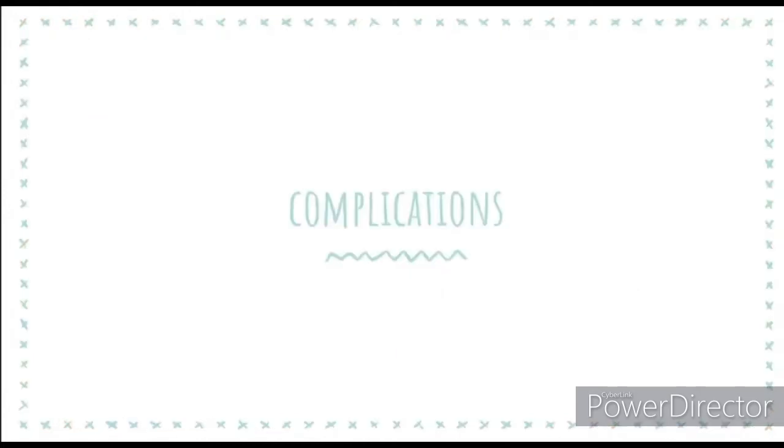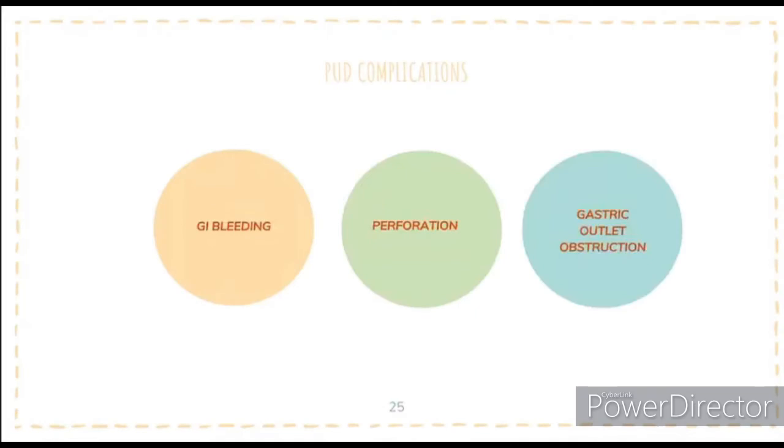For the complications, we have three different types of PUD complications. The first one, which is the most common, is gastrointestinal bleeding. The second would be perforation, and the third would be gastric outlet obstruction.